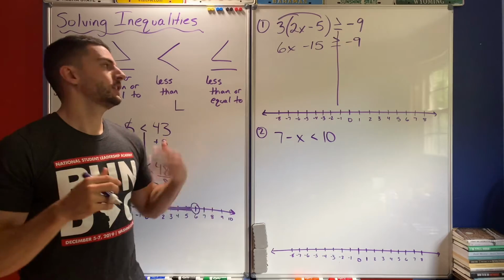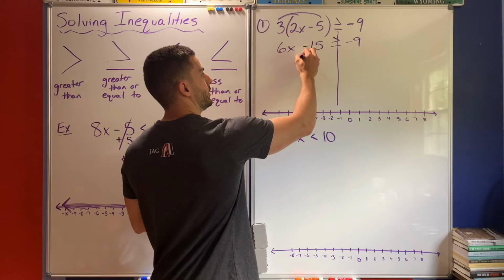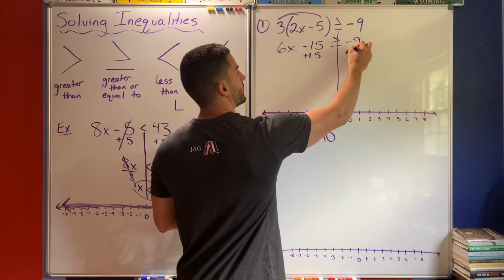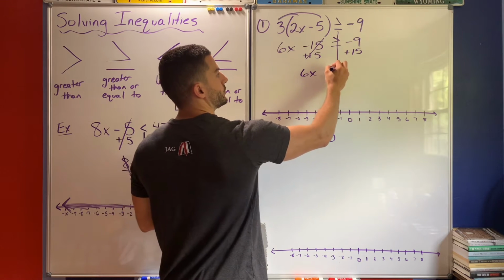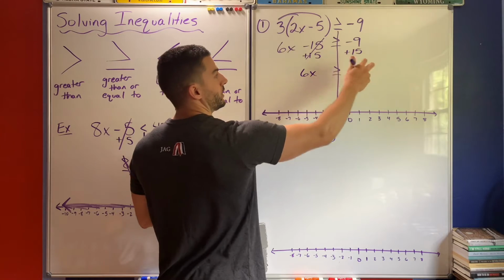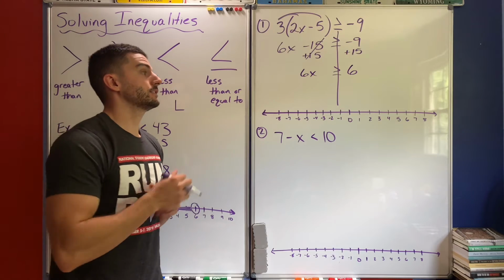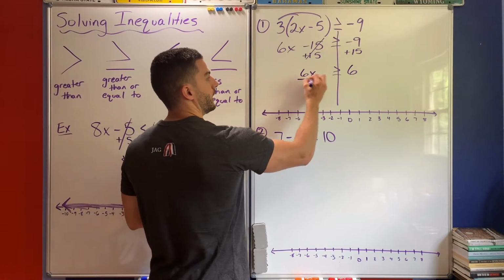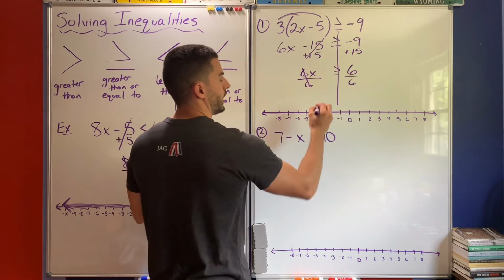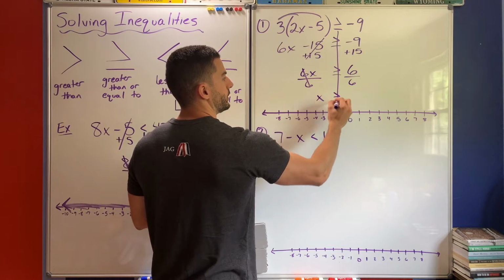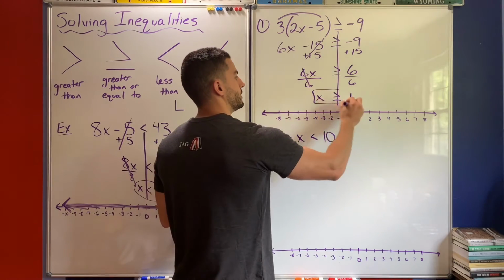So I distributed that, and now I begin to cancel things to get the x by itself. That means I add 15 to both sides. I do that, and I'm left with 6x is greater than or equal to negative 9 plus 15, which is just 6. Then the last step: x is almost by itself, I just have to divide by that coefficient, 6. I do that, and I'm left with x is greater than or equal to 1. x is greater than or equal to 1, and that would be my solution.